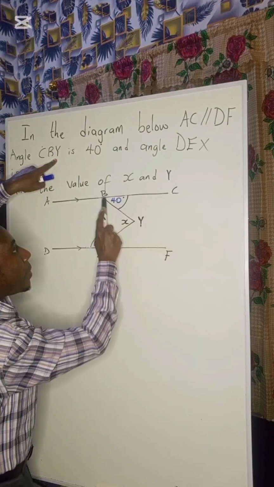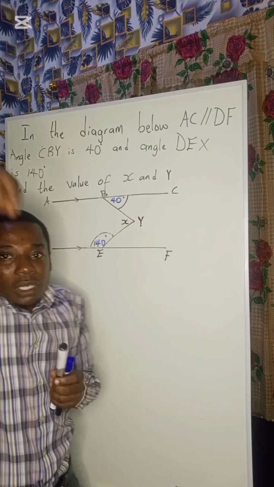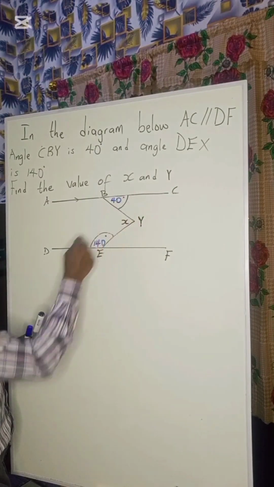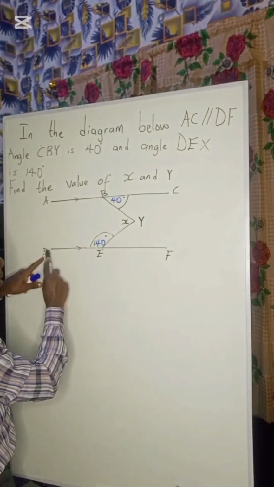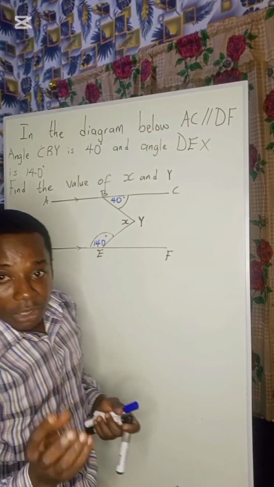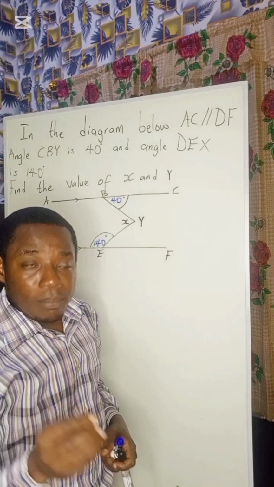Angle CBY is 40 degrees. So mostly the angle is formed on the letter in the middle here. The middle one was B. So 40 degrees, okay? And angle DEX, hopefully going to be on E, is also 140 degrees. So we are asked to find the value of X and Y.